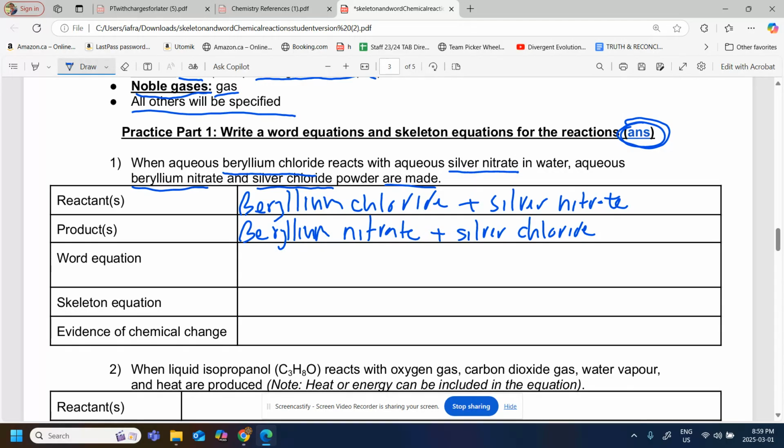So now we have to make our word equation. So we're simply going to do the reactants, beryllium chloride plus silver nitrate. I'm just going to make the arrow down here so I have enough room to write everything. Gives you beryllium nitrate. Again, this is why word equations are not as convenient as skeleton equations. Beryllium nitrate plus silver chloride.